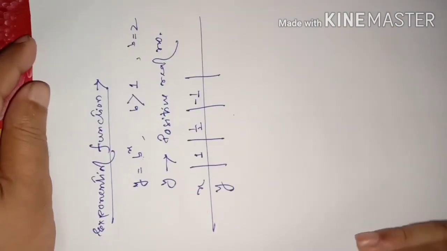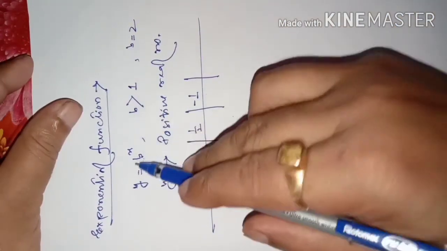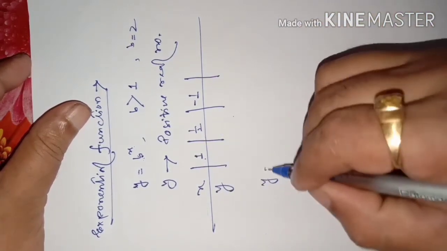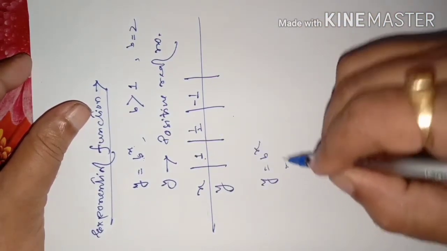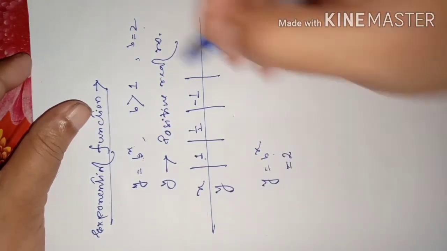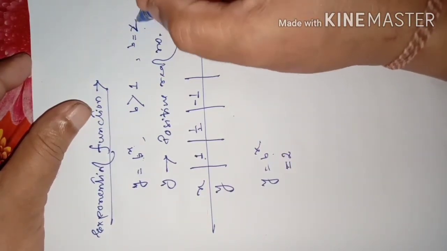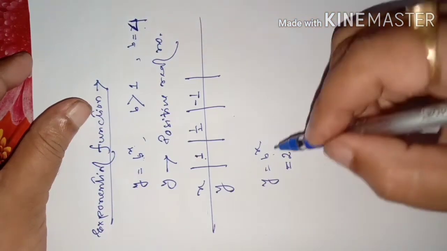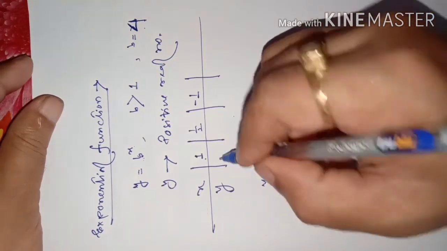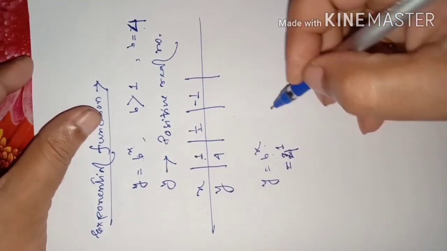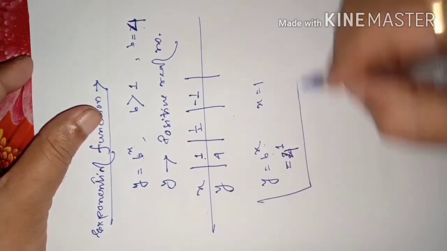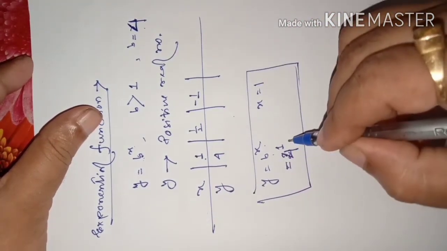Suppose b is 2. Then b to the power of 1, because I have taken x equal to 1, because y is equal to b to the power of x. So b is 2 for me. Or say for example, I take 4 here, a greater number. So 4 to the power of 1, what will it be? 4. Now if I take x equal to 1, then y is equal to 4.